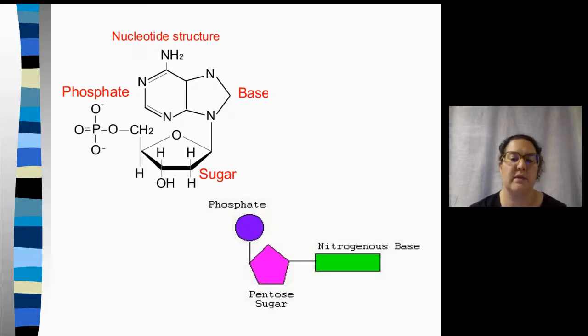So here is a drawing of the structure of DNA as well as a chemical structure of DNA, where we have our phosphate, our sugar, and then our nitrogenous base.